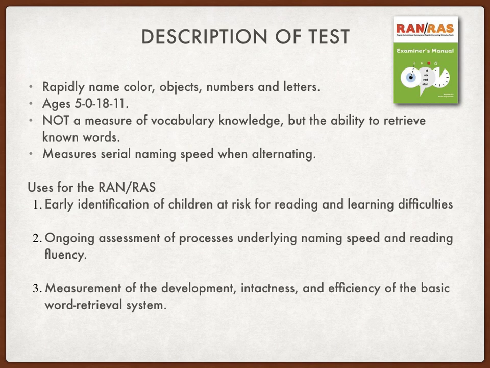fixed pattern. Uses for the RAS include early identification of children at risk for reading and learning difficulties, and ongoing assessment of processes underlying naming speed and reading fluency. It can identify possible weaknesses in skill areas relating to reading, and measurement of the development, intactness, and efficiency of the basic word retrieval system.